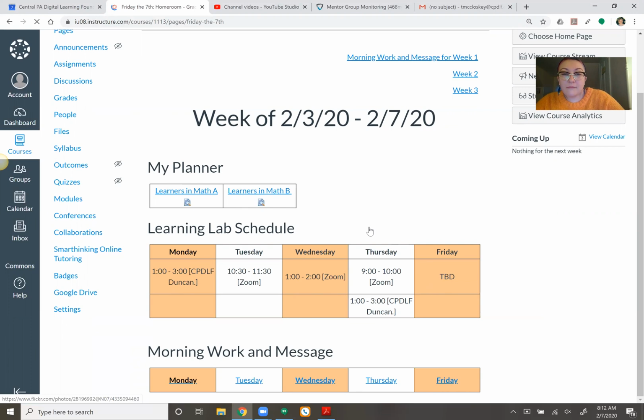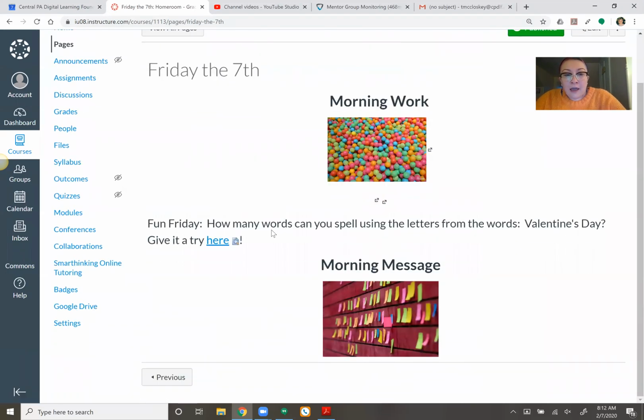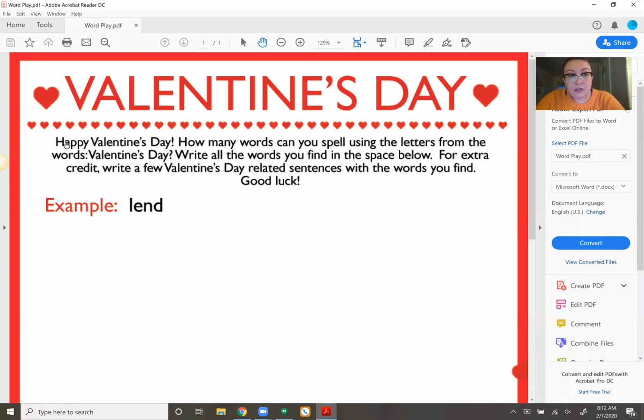Your morning work and message. So excuse me, I'm not awake yet. How many words can you find using the letters in the words Valentine's Day? Go away. So you have this worksheet.